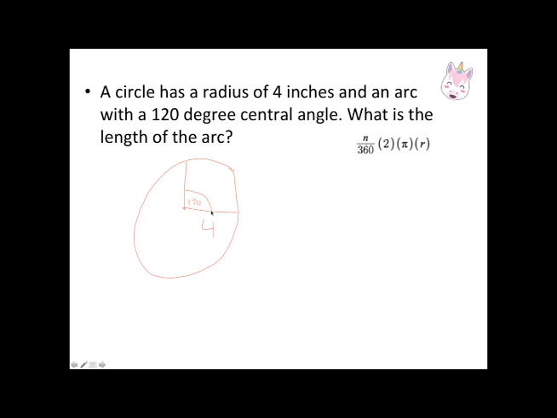The formula that we use for arc length is n, which is our degrees, divided by 360 times 2 times pi times r, which is our radius. So, plugging in our numbers, we get 120 over 360 times 2 times pi times 4. And we put that into our calculator, and then we get 8.37 inches as our final answer. But we always want to round up, so that will become 8.4.